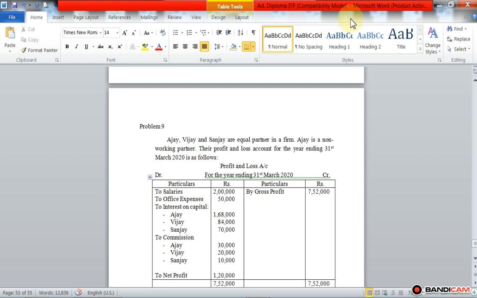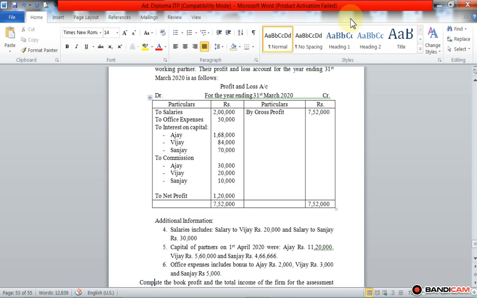Debit side, credit side. But we start to read the problem from the additional information. Additional information: salaries include salary to Vijay rupees 20,000 and salary to Sanjay rupees 30,000. So in the salary, 20,000 is included as salary of Vijay and 30,000 is included as a salary of Sanjay. So there is an adjustment on salary, so we make a star in front of salary.